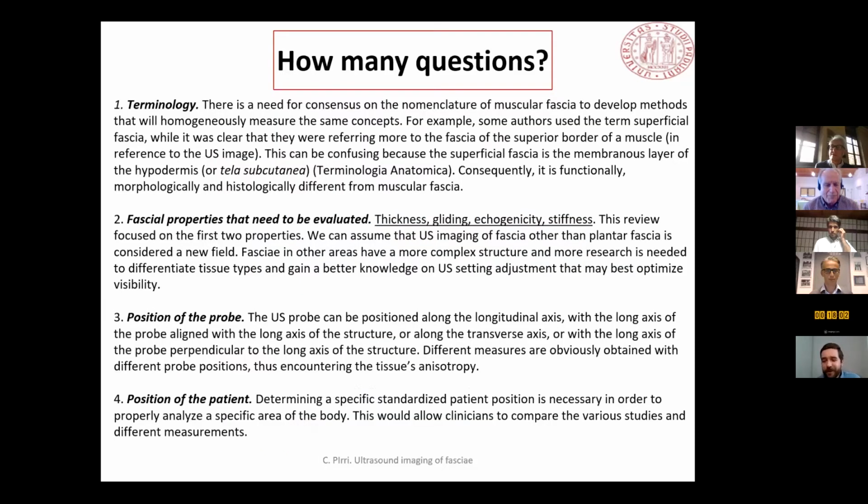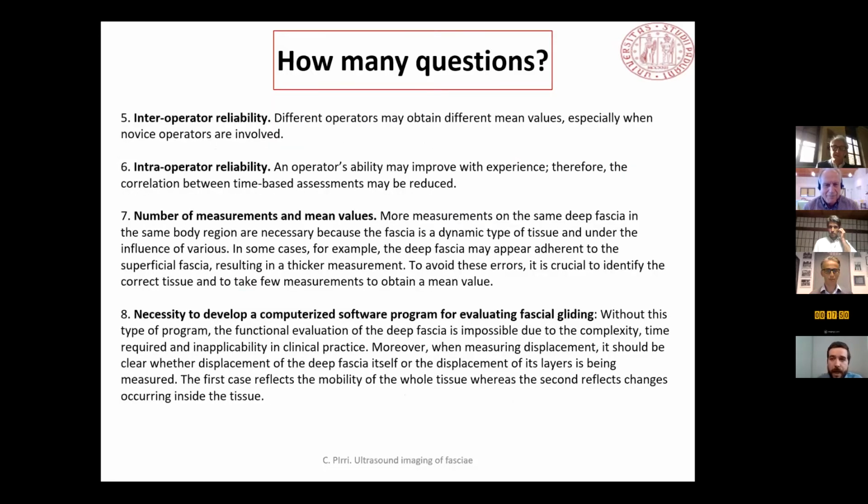But there is a lot of confusion about the position of the probe and the scan protocols. What is the position of the probe? What is the position of the patient during the evaluation? Consequently, there is another problem, the reliability of these measurements, the inter-operator reliability, but also the intra-operator reliability. I think I seem the man of the confusion in the literature, but this is the reality at this moment in the scientific literature about the number of measurements, for example, the mean values, but also the possibility of developing a computerized software program for evaluating fascial gliding.